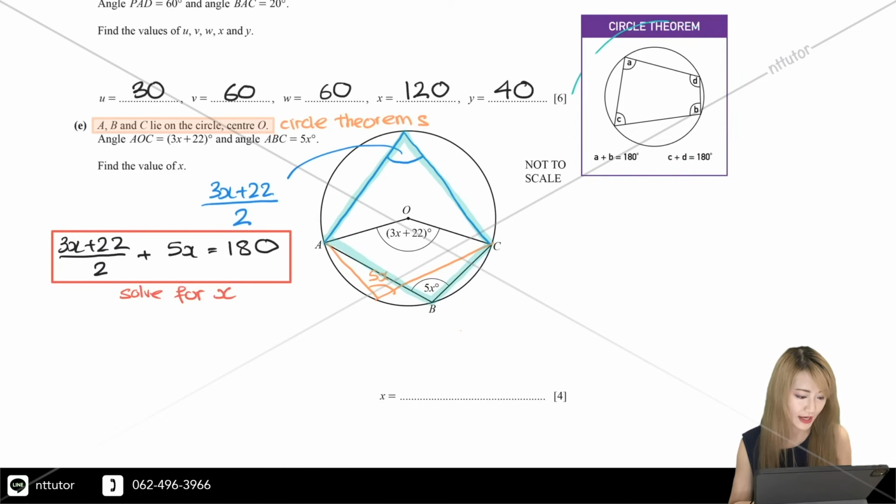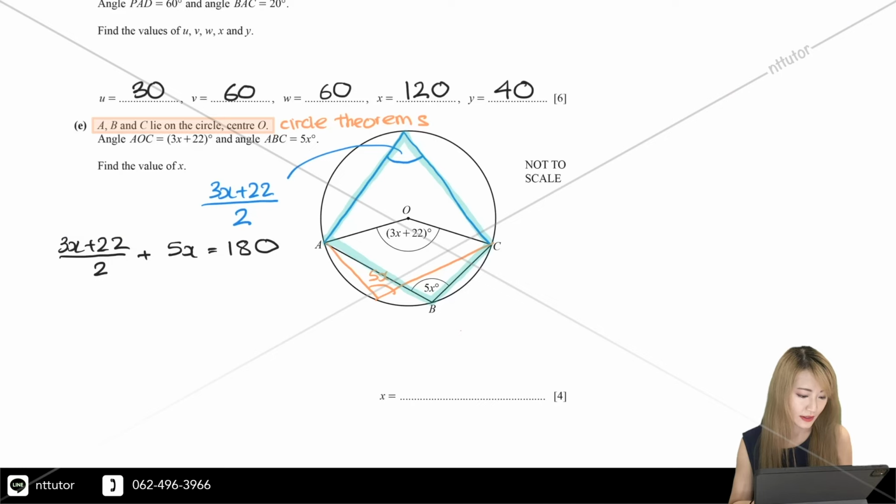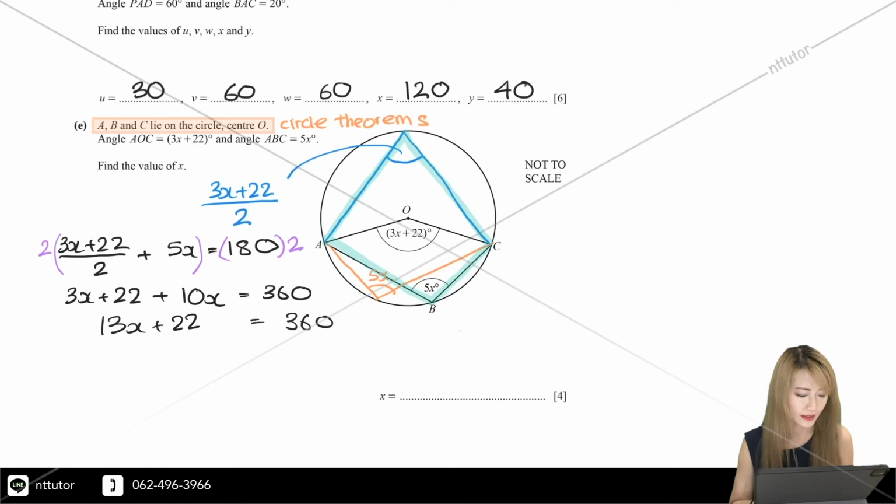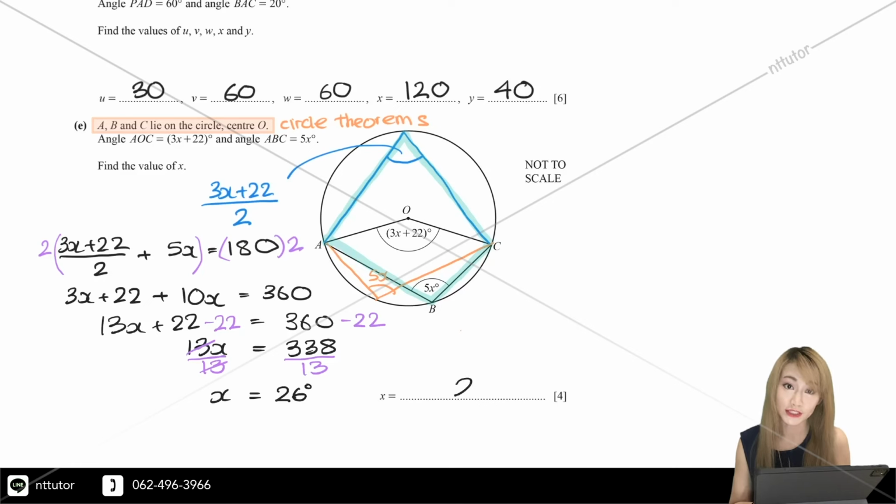If we do that, we can multiply both sides by 2 to get rid of the fraction first, and then solve for x. I can then move 22 to the other side by doing minus 22. And then I can remove the 13 by dividing both sides by 13. So x equals 338 divided by 13, which equals 26 degrees. So x equals 26 degrees.